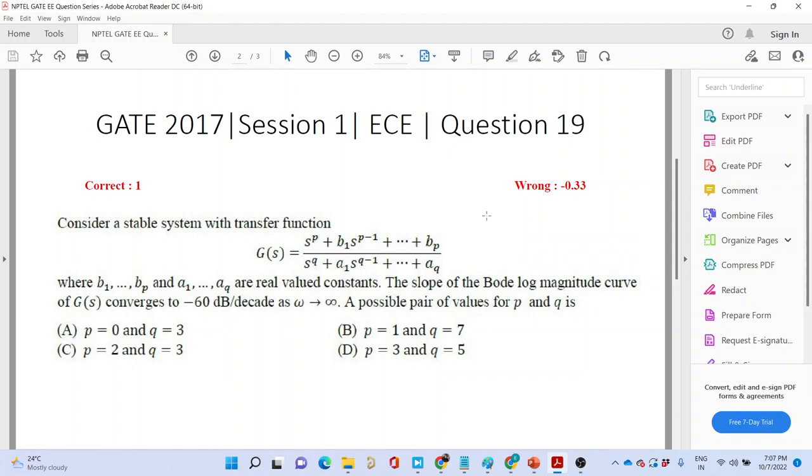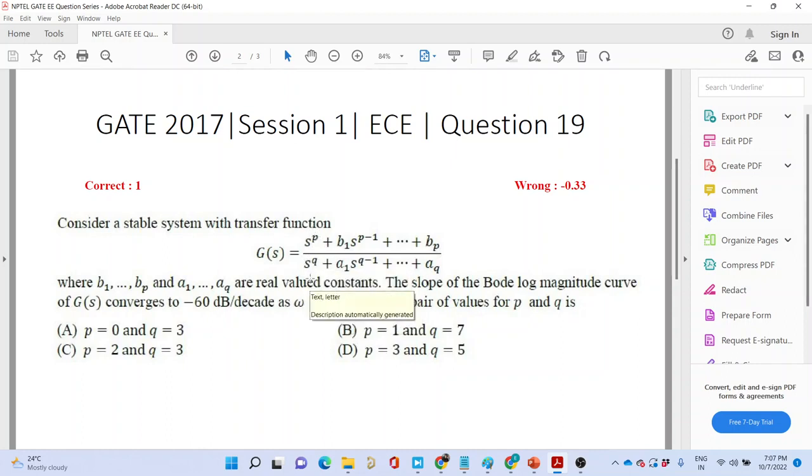Hello, Navkirti. I was talking to you. Yes, sir. So see, the logic must be very clear. Why are you saying option A? Each pole is going to contribute minus 20 dB per decade, and each zero is going to contribute plus 20 dB per decade. So at omega tends to infinity, what is the slope that you would get? That is minus of the total number of poles minus total number of zeros into 20 dB per decade, because the effect of a pole would be negated by the effect of a zero.